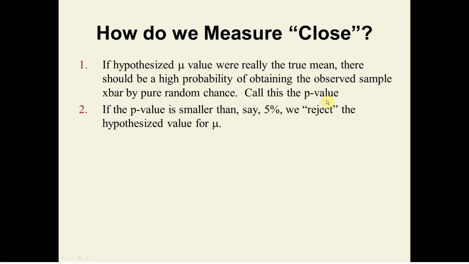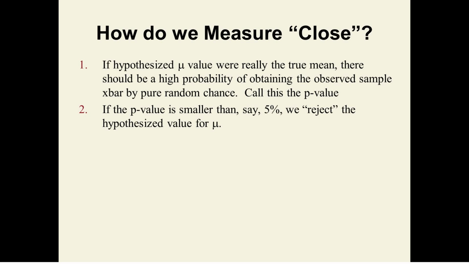So we call the p-value the probability of getting a certain value by random chance. And what we want to know is whether that p-value is small. If the p-value is small, meaning that the probability of getting a random sample value by chance is really low, then that actually means that the hypothesized value that we're looking for is probably not true, and we're far away from it.